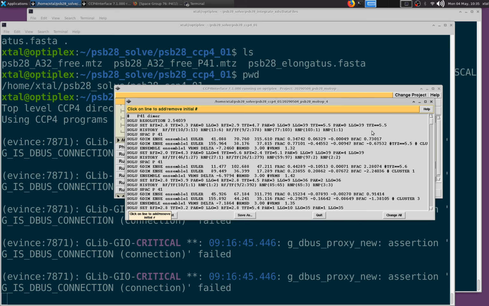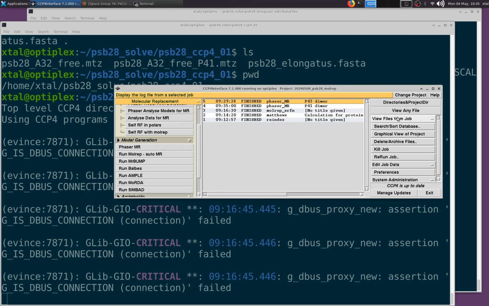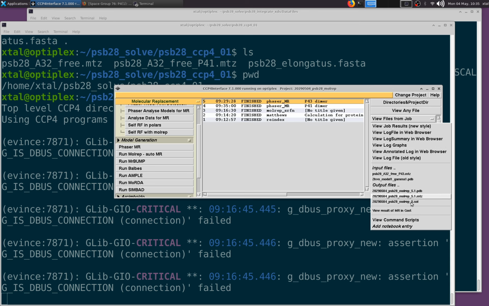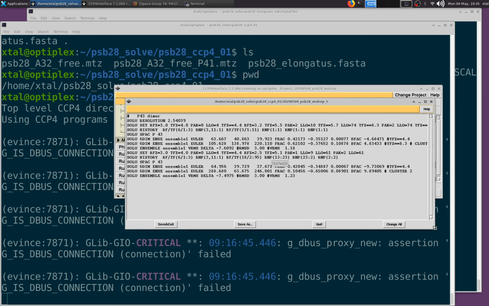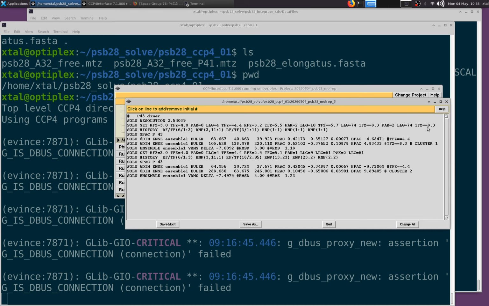Okay, so for P41, my best TFZ searching for a dimer is 5.5. Let's see how it was for P43. So here it's 8.3, so a much higher TFZ and into the region where we think we probably have a solution. If we have 2 dimers, it's not a complete solution, but it is probably correct.